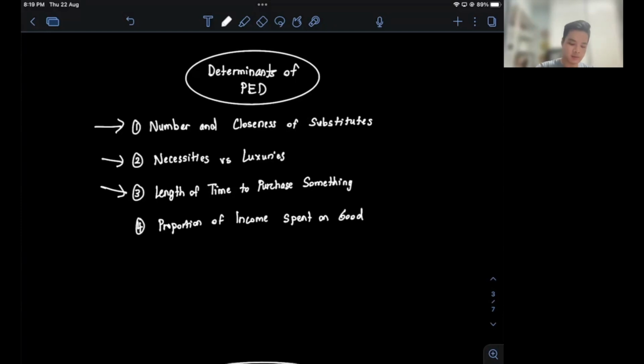And the last determinant of PED will be the proportion of your income spent on a good. Do you spend a large proportion of your income to purchase something, or do you spend a small proportion of your income to purchase something? Usually, the higher proportion of an income you spend on a good, the more elastic demand becomes. Imagine buying a book versus a car. The same percentage change of price in both could lead to a massively different quantity demanded for both.